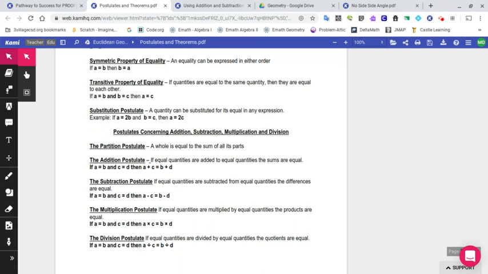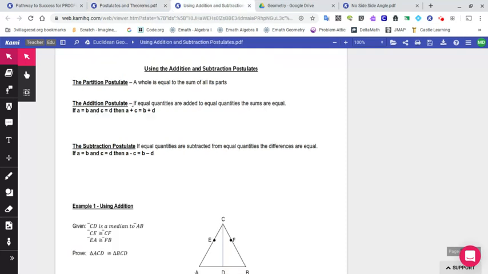These are already on the notes sheet, but I just wanted to point them out. These are the things that we saw on that very first day. So here they are. Partition postulate: a whole is equal to the sum of all its parts. I'm going to talk about that when we get to it.